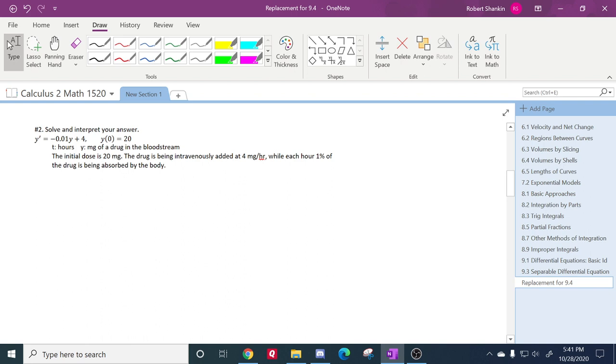You're hearing somebody? You might have to mute your microphone unless you're wanting to talk.